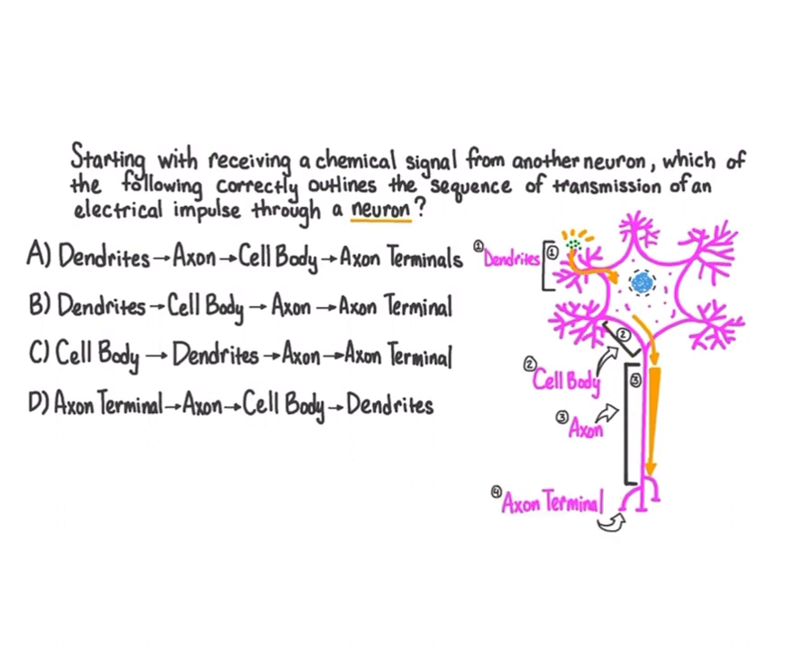Now that we've reviewed the anatomy of a neuron and how this anatomy helps to transmit the electrical impulse to the next neuron, we can answer the question. The correct outline for the sequence of transmission of an electrical impulse through a neuron is dendrites, cell body, axon, axon terminal.